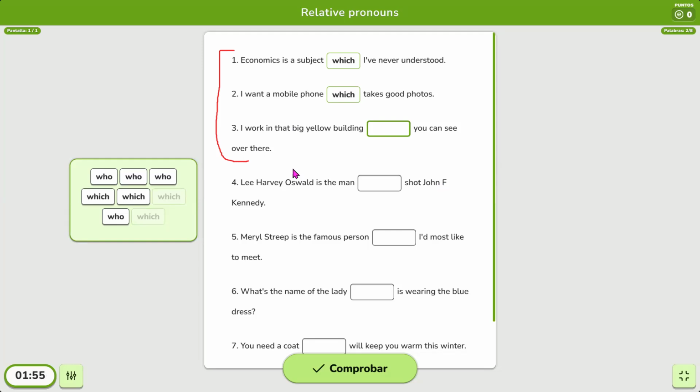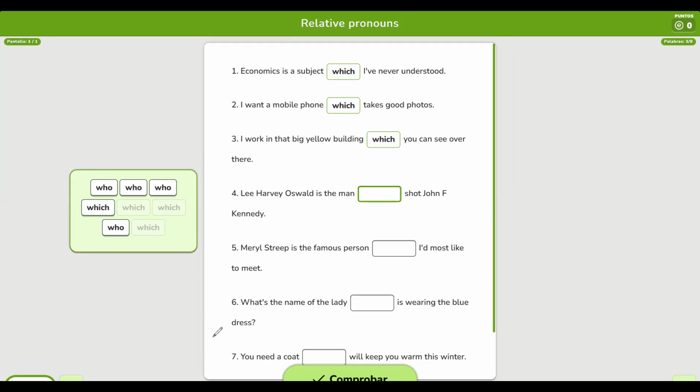I work in that big yellow building. You can see over there. It is building. Yes, it is. Which. Right. Thank you, Maria Giselle. Good performance. My dear Joanna, can you hear me? Yes, teacher. My dear Joanna, number 4, 5, and 6.